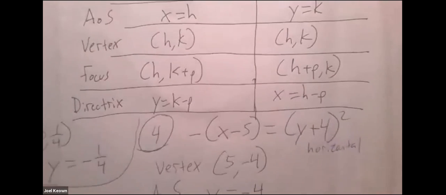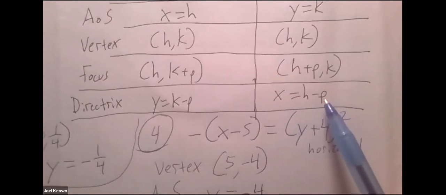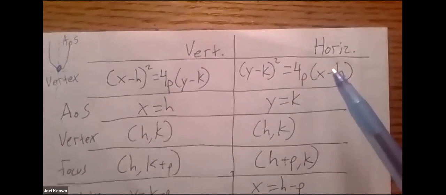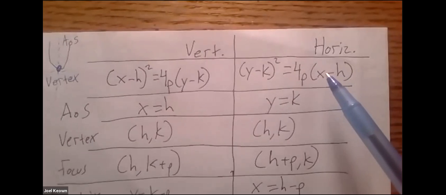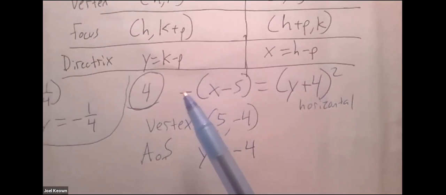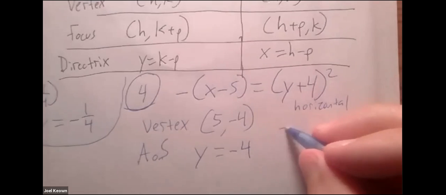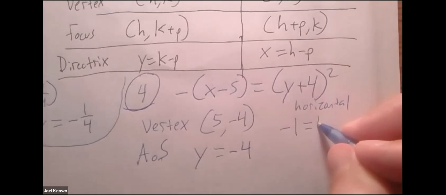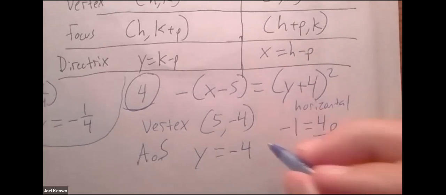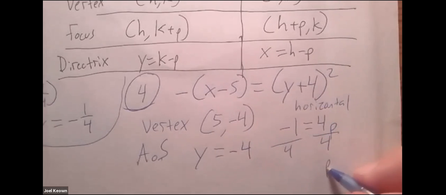Well, and then the next part is focus and directrix, which both need p. Well, I need to find out what p is. Well, look, what's the number in front of the variable not being squared? In this case, the x. Well, the number in front, in this case, is a negative, so negative 1. So I'm going to say negative 1 equals 4p divided by 4. And I get p equals negative 1/4.